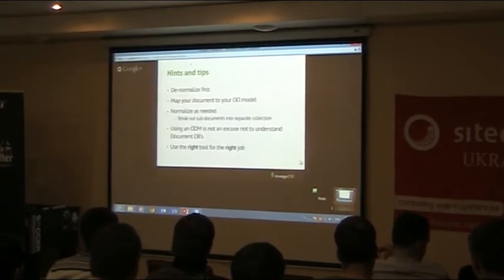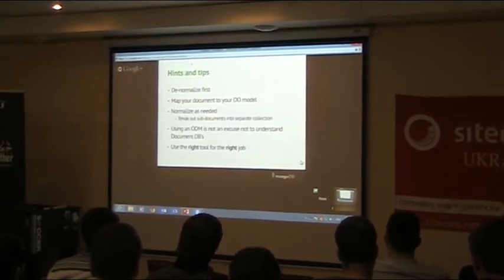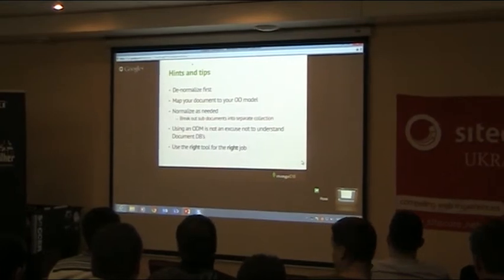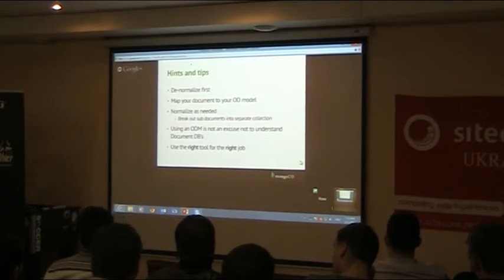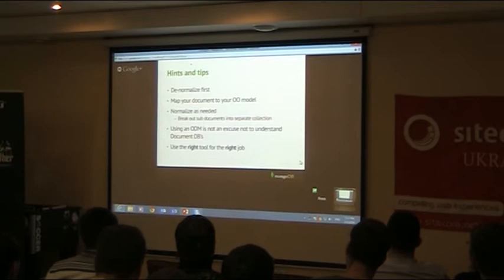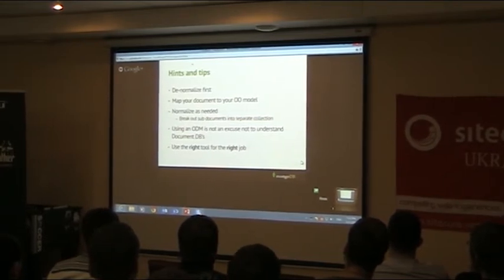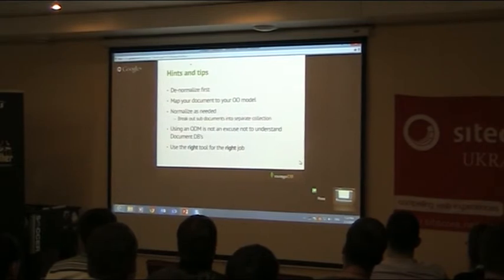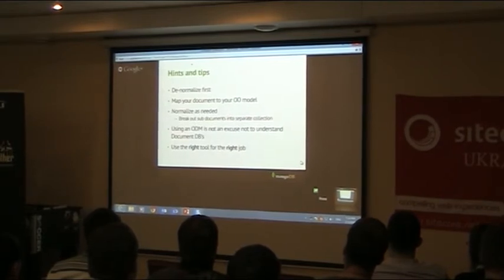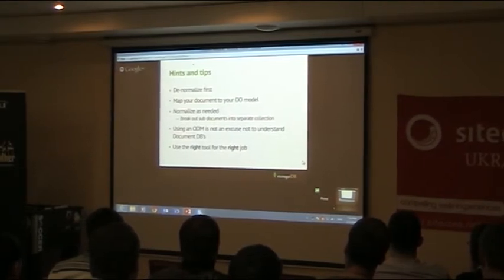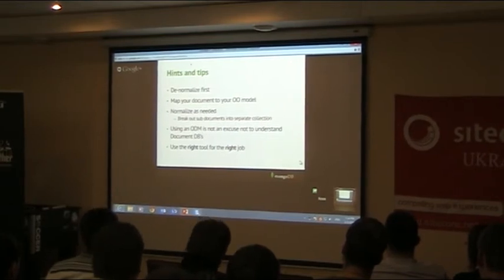So some hints and tips quickly. Denormalize your data first. Go from that approach. It's the opposite of the SQL approach, but look at using your data and denormalizing it, and then map your document to your OO model as well. And then if you're finding some pain points, look at normalizing it as you need to. So potentially breaking out some sub-documents into a collection, or normalizing things that are changing all the time so you only have one place to change them.